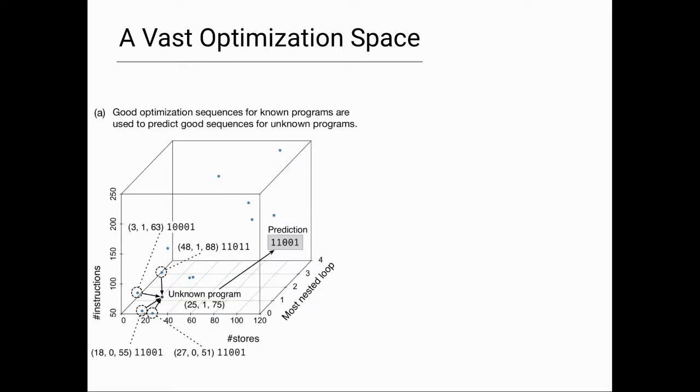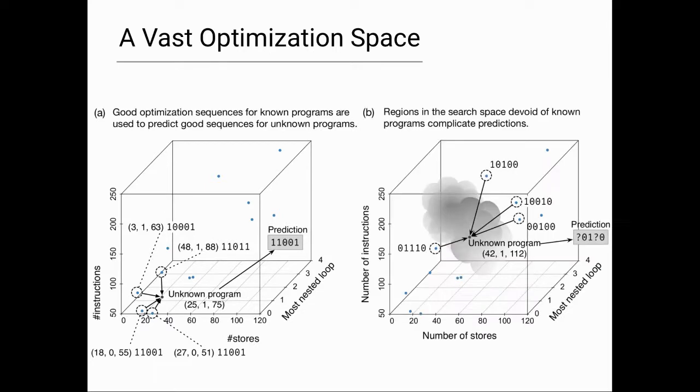This image shows how the k-nearest neighbors algorithm can be used to predict the best optimization tuple for an unknown program based on its feature vector. The circled points show the closest programs to our test program based on their feature vector distances.